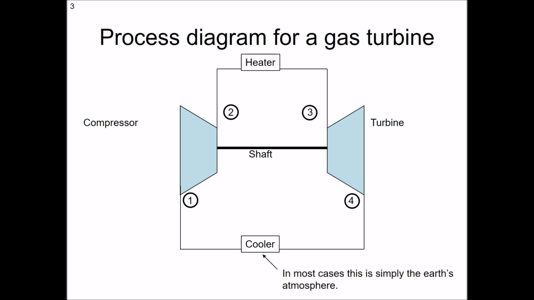Now, there's one thing I certainly wanted you to take away from this, and that's the station numbers. In the industry, the convention is almost always like this. 1 is always the inlet, 2 is always the exit of the compressor and the entrance to the combustion chamber. 3 is almost always the inlet to the turbine or the exit of the combustion chamber. So we talk about something called turbine inlet temperature. We almost always give that the number 3.